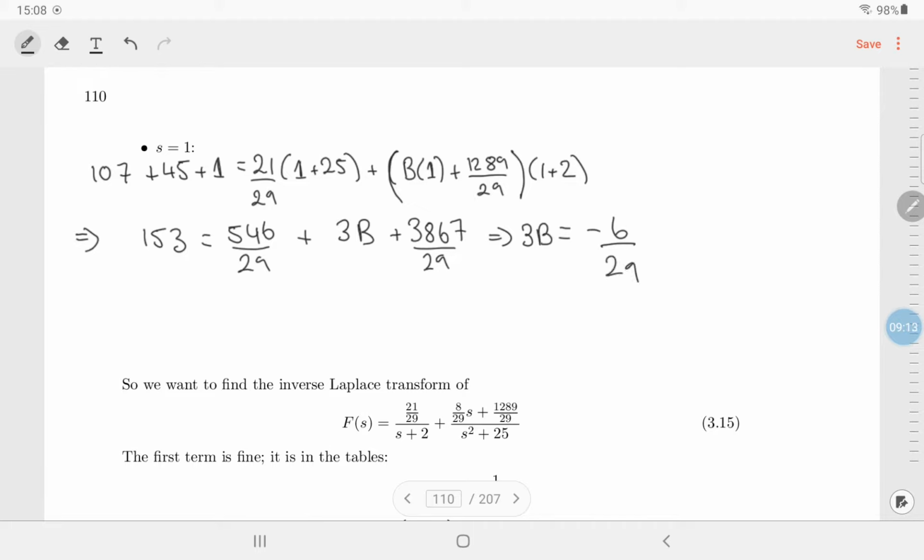Oh God, I'm going to have to pause it again. Okay, we're back. I made some kind of a calculator mistake, my apologies. This should be 24. And then we divide both sides by 3. b is equal to 8 over 29.